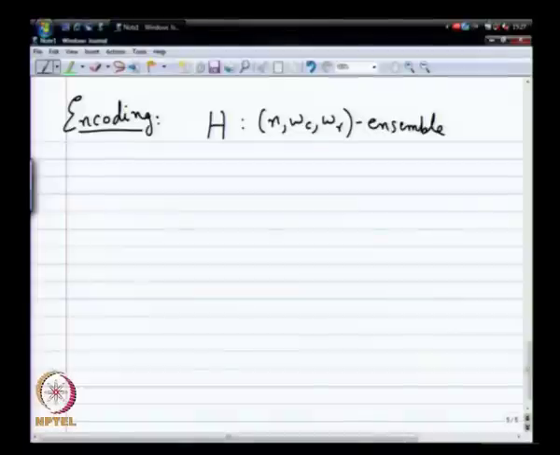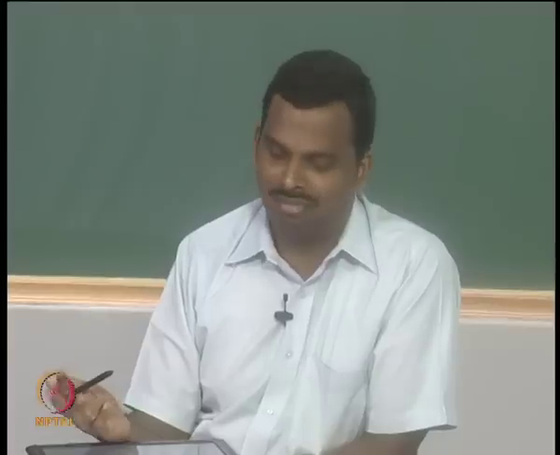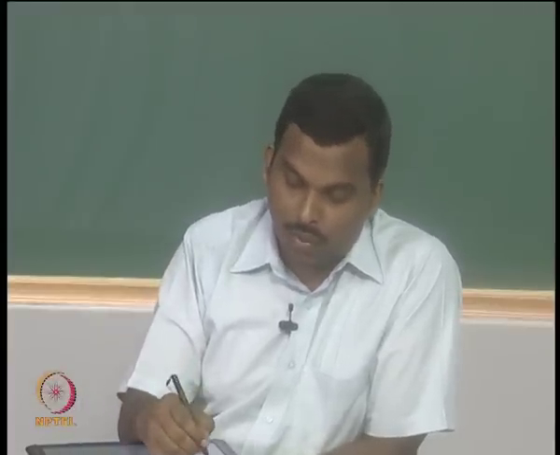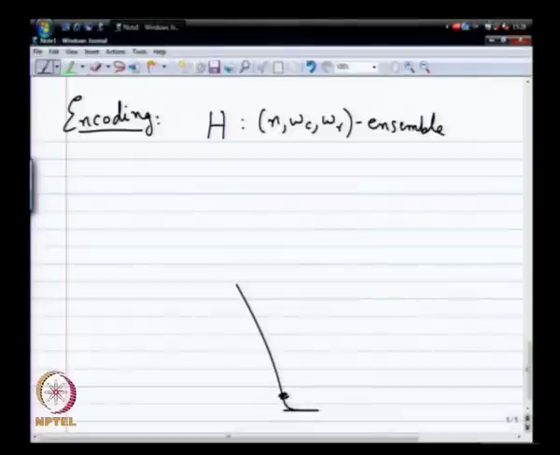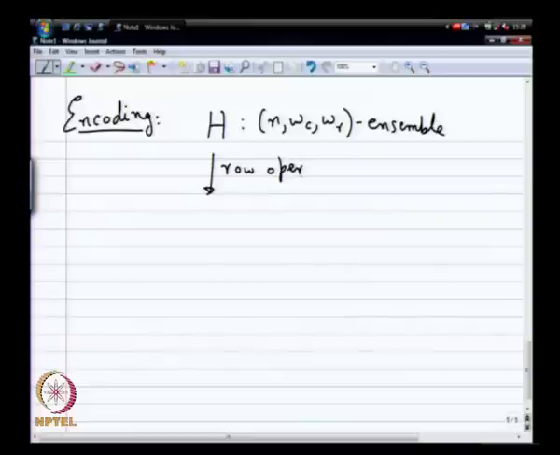Suppose you have a parity check matrix from the NWCWR ensemble. How will you go about designing an encoder for the code? What will you do? Yeah, one is to find the generator matrix. Exactly, that is the method. So how will you find the generator matrix? You have to convert the parity check matrix to the standard form, the systematic form. So you do row operations and convert the parity check matrix to systematic form.